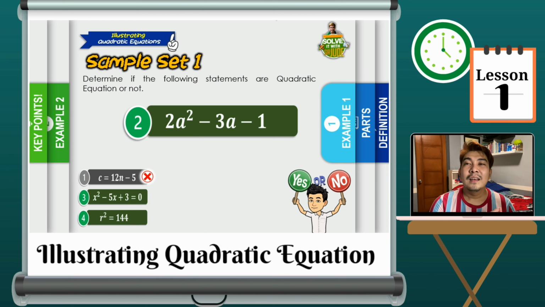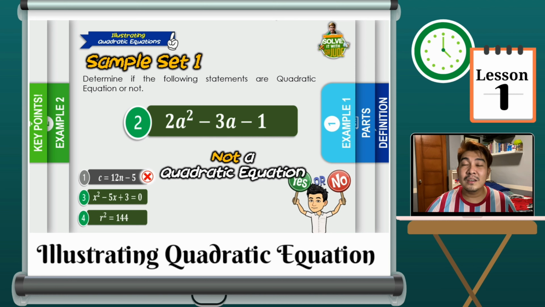First condition, kailangan may equal sign. So obviously, si number 2, wala siyang equal sign. So therefore, it is not an equation. But we can call it as an expression. Okay? But if you will see, meron siyang quadratic term. The quadratic term here is 2a squared. So therefore, this number 2 is not a quadratic equation, but it is a quadratic expression. Okay? Then siya quadratic equation.